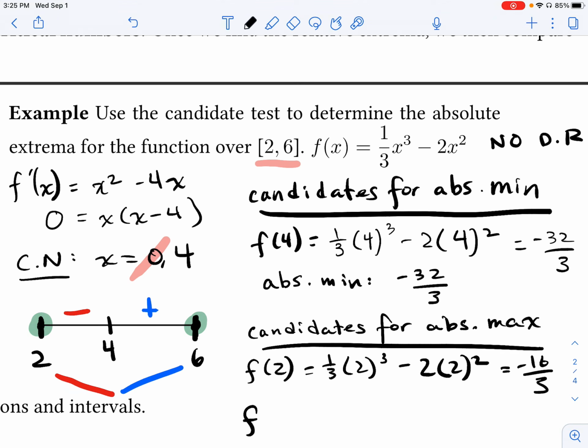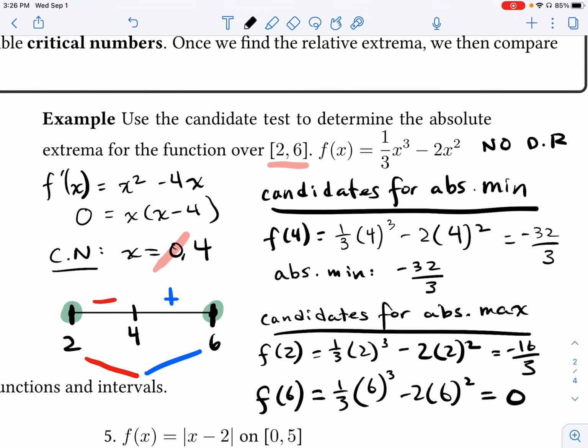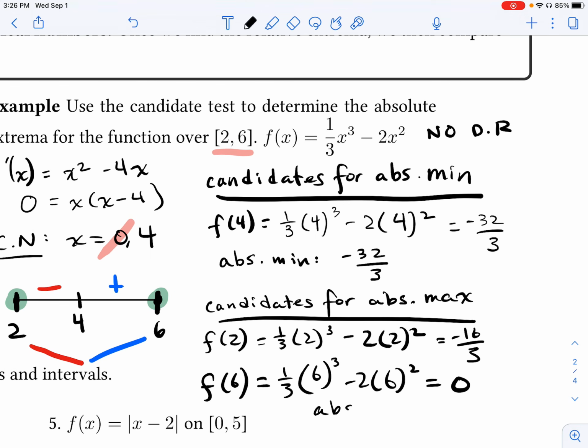Then let's look at f of 6, the other endpoint. That would be 1/3 times 6 cubed minus 2 times 6 squared, and 216 over 3. That is actually going to give us 0. All right, so think about this for a second. Which of these points produces a greater y value? The answer is f of 6. So instead of writing the coordinate, the absolute maximum is 0.